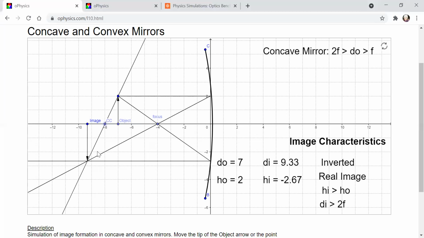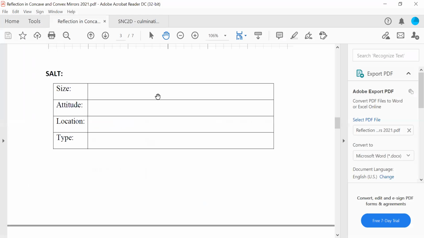If I look at my image here, when my object is 2 units high, sitting at 7, and my focal length is 4, focus on this image here. Okay, so I'm focusing right here. Is this arrow larger, the same, or smaller than the object? Larger. So next to SALT on that first line, next to the S for size, you're going to write larger right here.